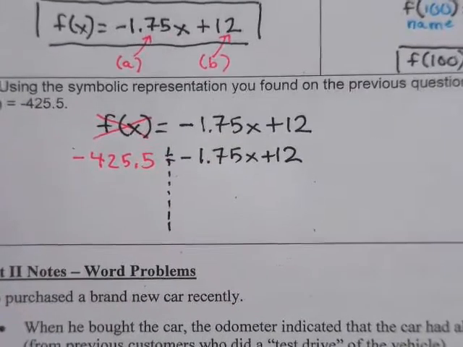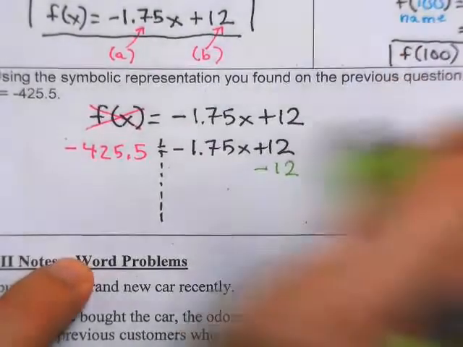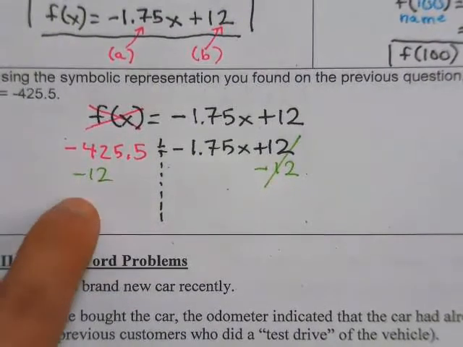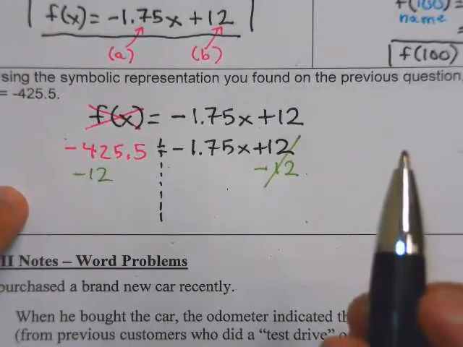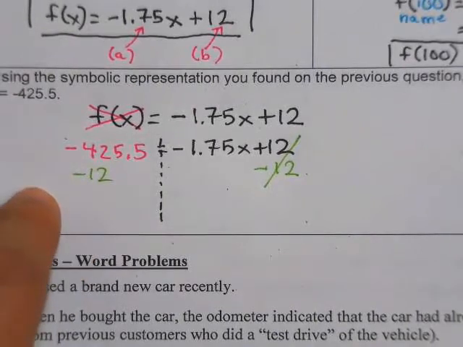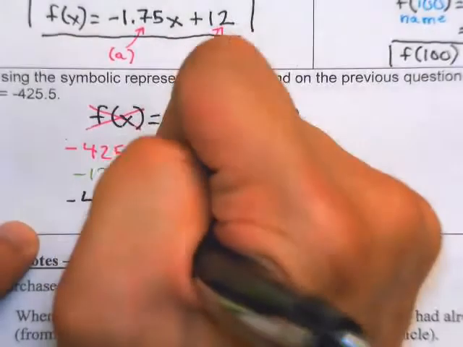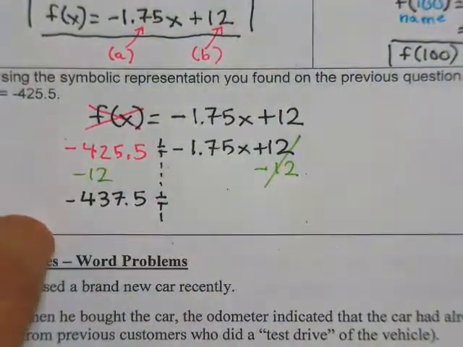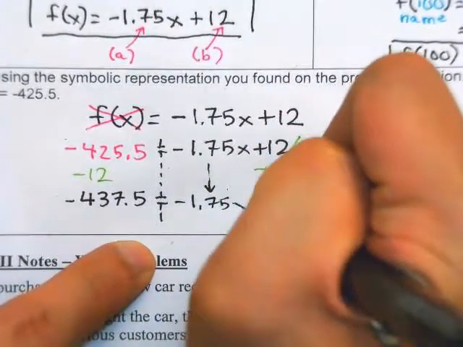Two more steps. What's the next step, please? Minus 12 on both sides. Thank you. Minus 12, minus 12. Now I need help with the left side. What is that? Negative 440.5? Can someone confirm? No, negative 437.5? Okay, can someone confirm that? Yes? Okay. And then we're just going to drop down negative 1.75x.